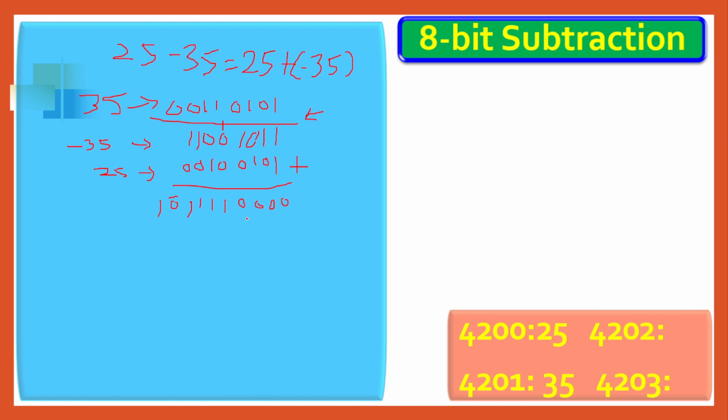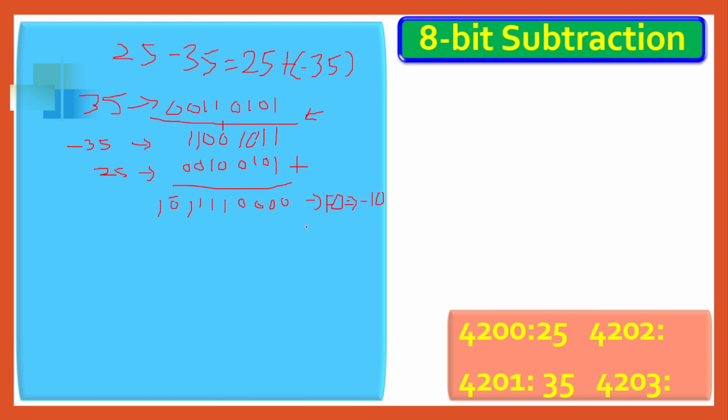So what answer are we getting? This is F0. Okay, F0 is your answer, but is it actually your answer? 25 minus 35 means you have to get minus 10. We are getting F0, which is equal to minus 10, which is negative 10. So the answer is in negative form.